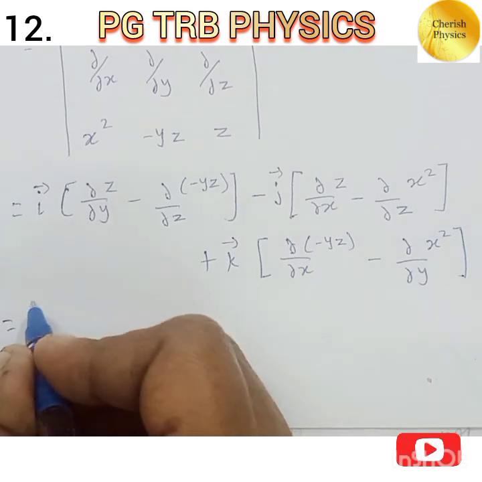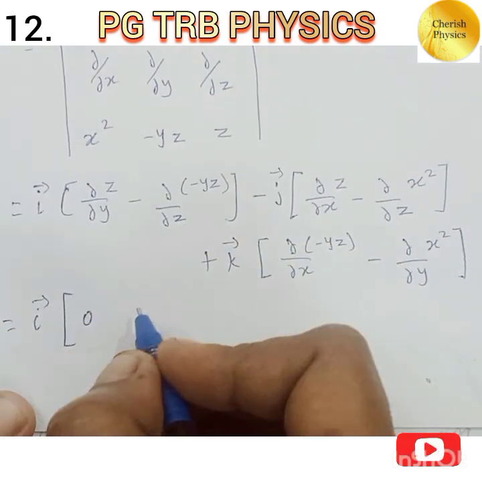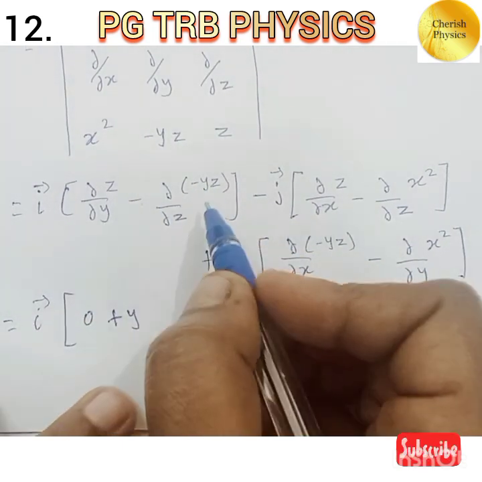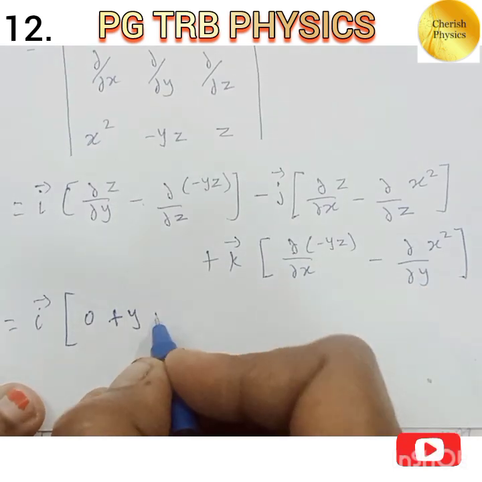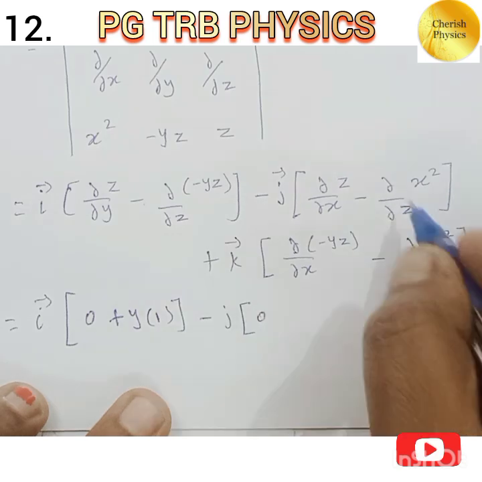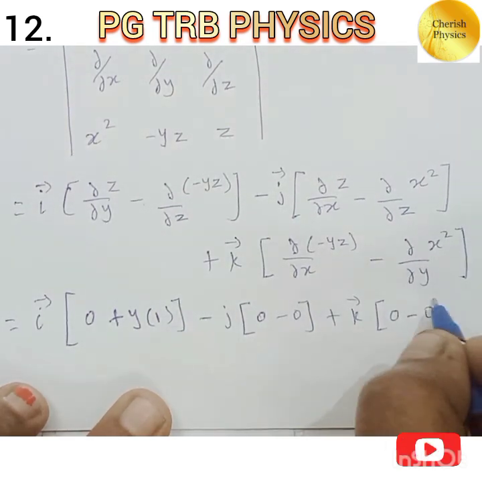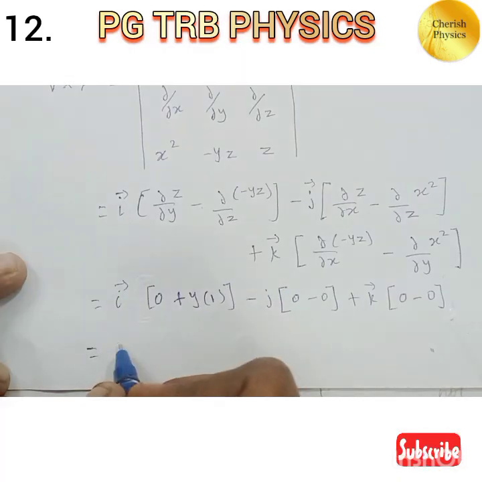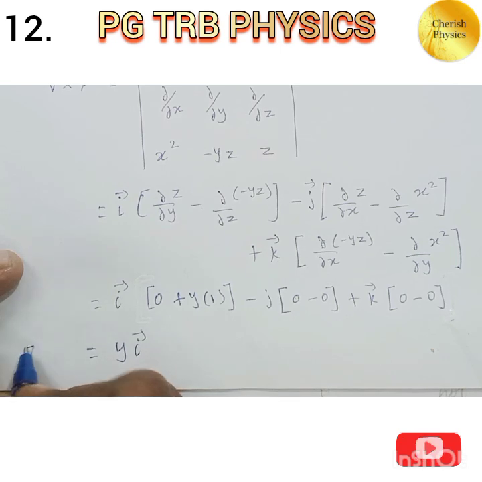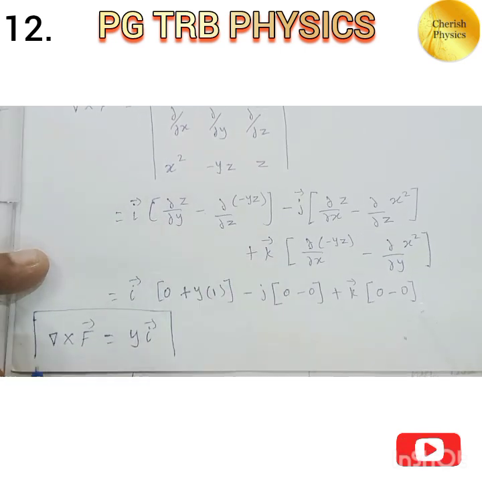which is equal to i vector into dou z by dou y is 0, and in the second term take minus y outside, so minus into minus plus y into dou z by dou z is 1 minus j vector into 0 minus 0 plus k vector into 0 minus 0. Therefore, del cross F is equal to y into i vector. Here, in this problem, the option A is the correct one. If not, we have to take option B, then C, and then D.